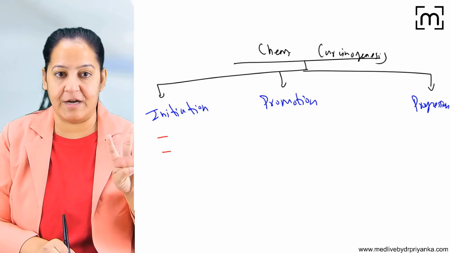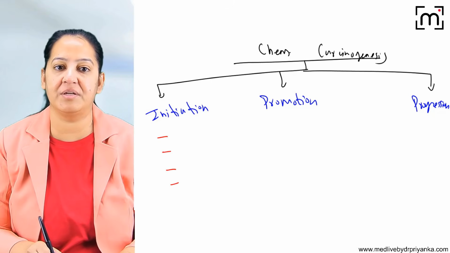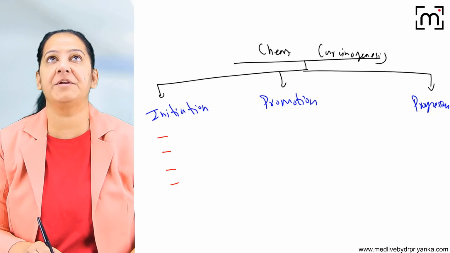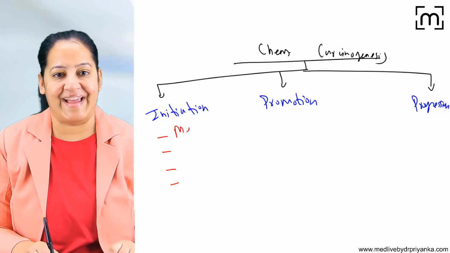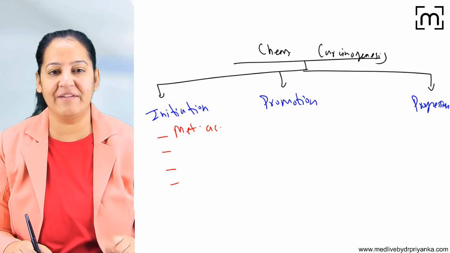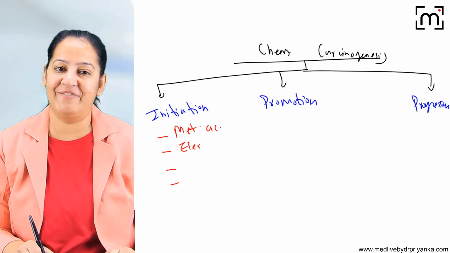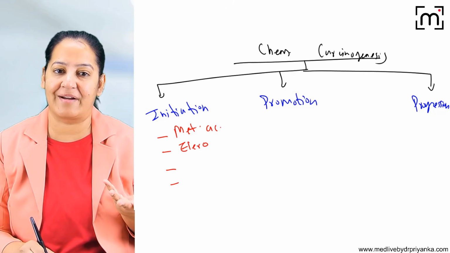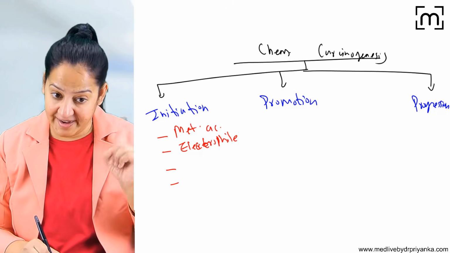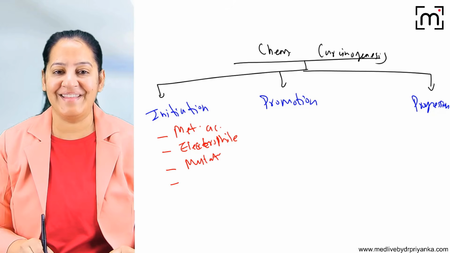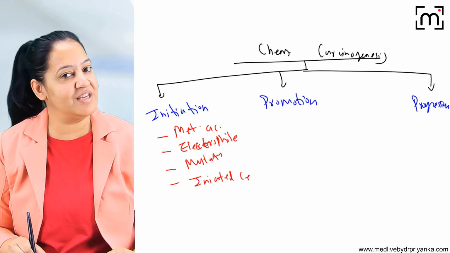Initiation has 4 steps in it. What are the 4 steps in initiation? The first step is metabolic activation. So first the chemical goes to the liver and gets activated. Then it will go to the target organ and form the electrophile. It will lose an electron and form the electrophile, that is a positively charged ion. Then it will hit the nucleus and produce mutation. And then the cell will divide once to fix the mutation, and the initiated cell is formed. This is known as the initiated cell.